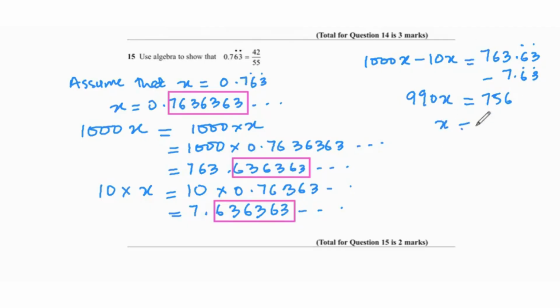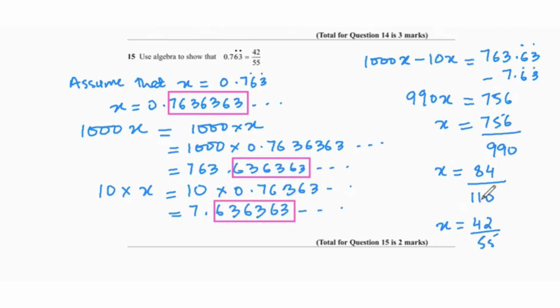So now make x the subject. x equals 756 divided by 990. No decimal at all. We have this fraction. And now we simplify this fraction and see if it simplifies to 42 over 55 or not. When you divide it by 9, 756 divided by 9 is 84, and 990 divided by 9 is 110. Now we can divide it by 2. So that's 42 and 55, which is exactly what's given in the question.